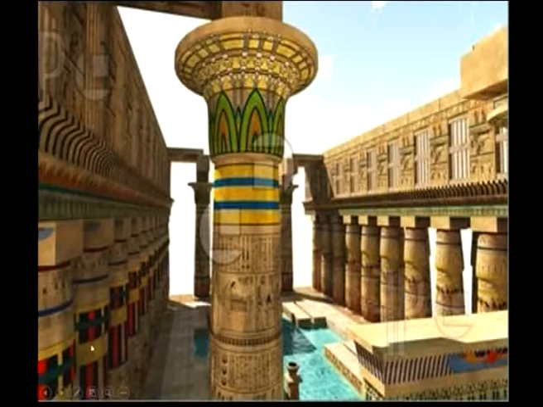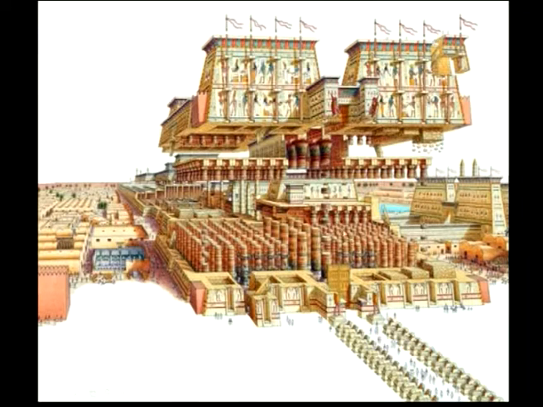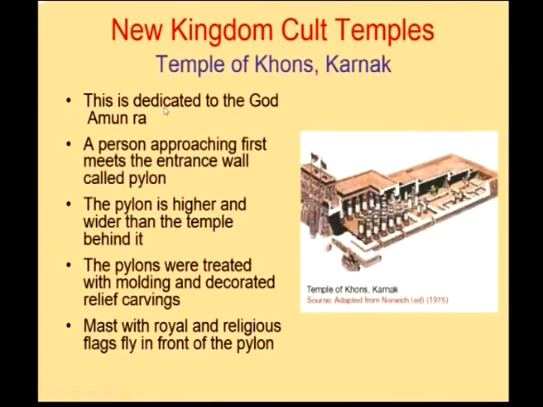As you could see, the colonnade structures in the hypostyle hall are inspired from the papyrus leaf, and they use different colors to decorate these colonnades. This is the temple of Amon-Ra, where you could see the massiveness of these temples. As you could see, the huge pylons in the front, the peristyle and the hypostyle hall here. The temple is dedicated to god Amon-Ra.